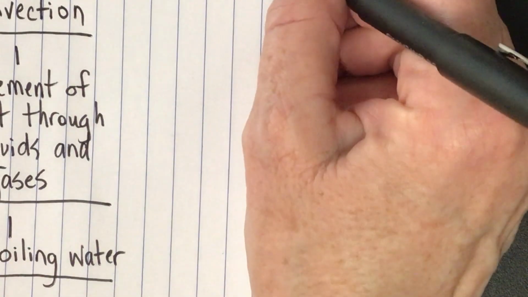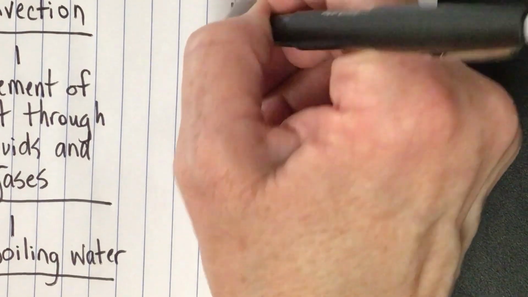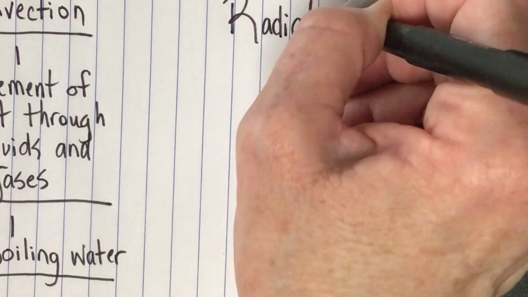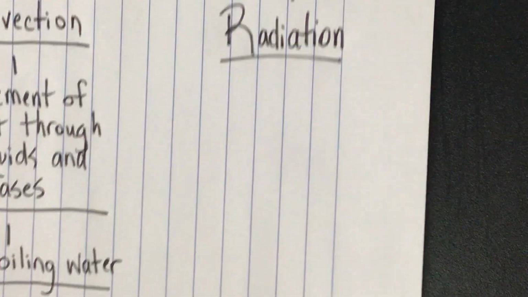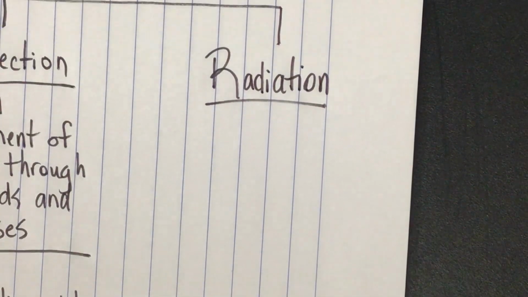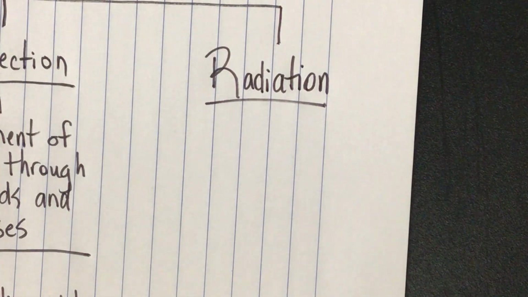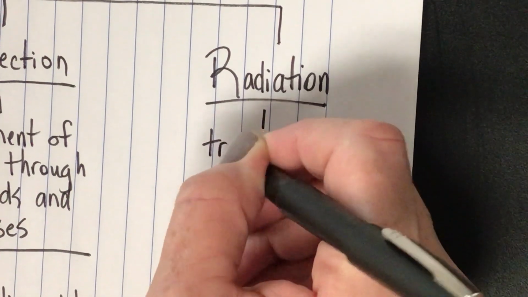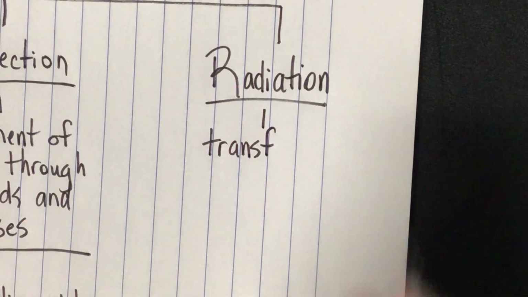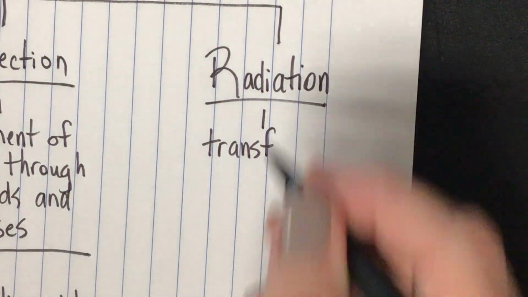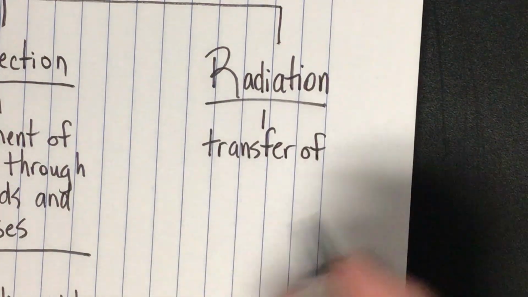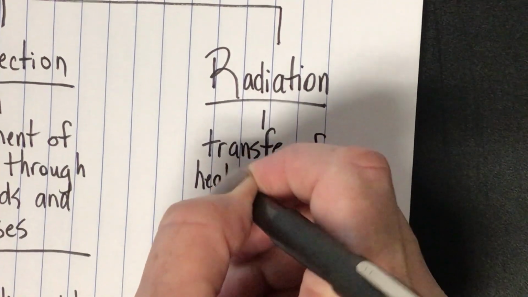And then the last is radiation. So we have radiation, and that is defined as the transfer of heat energy. We'll just put heat. Transfer of heat through waves. Like the sun.